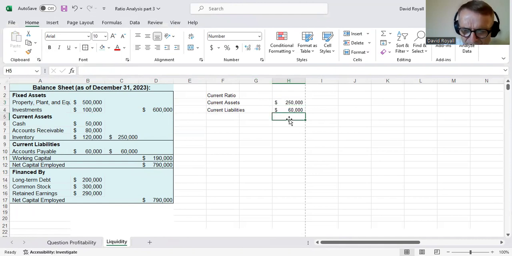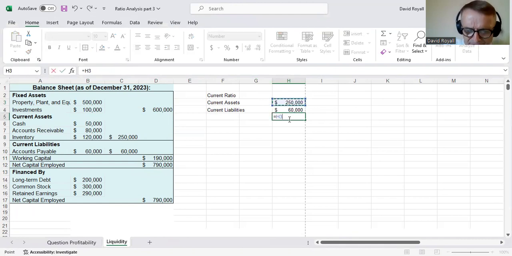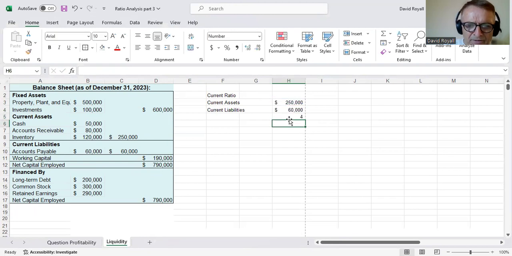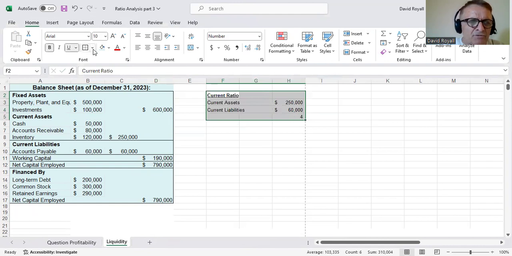But what we now do is we simply divide current assets by current liabilities, and we can see we have a figure of 4. A very healthy figure indeed. It means we could cover our liabilities 4-fold. Okay, well, that's number 1 done. So positive. Yeah, very positive.